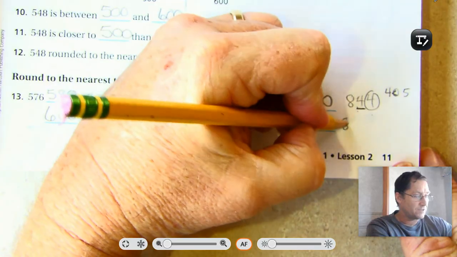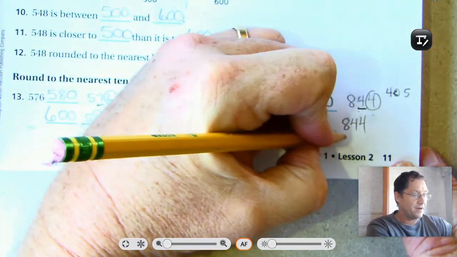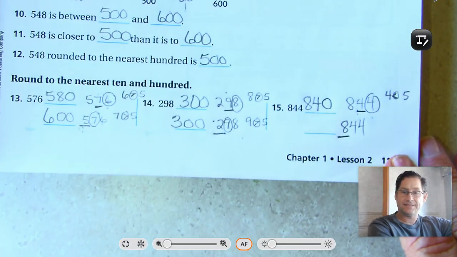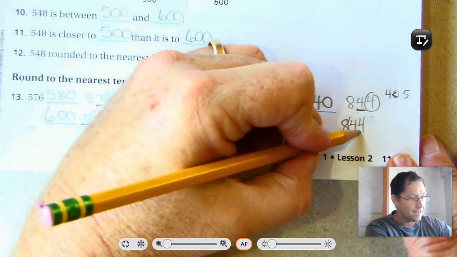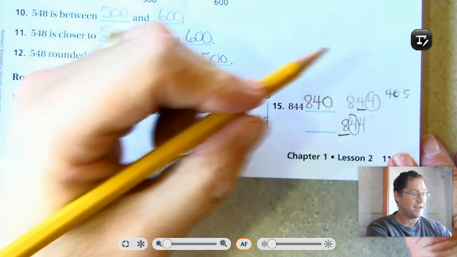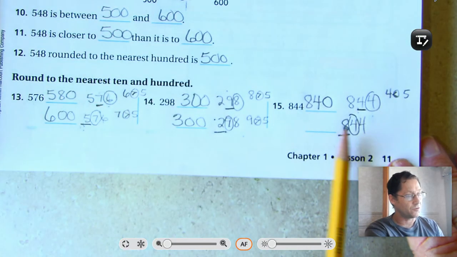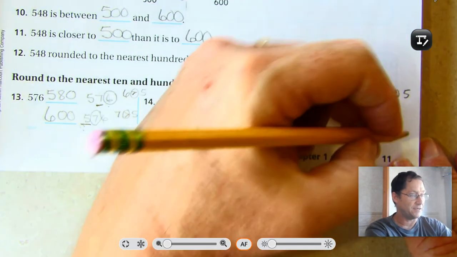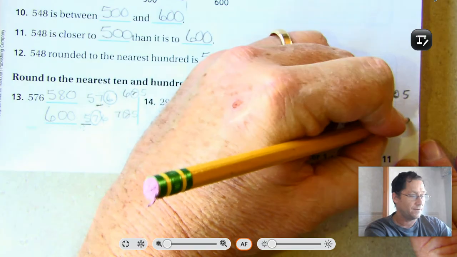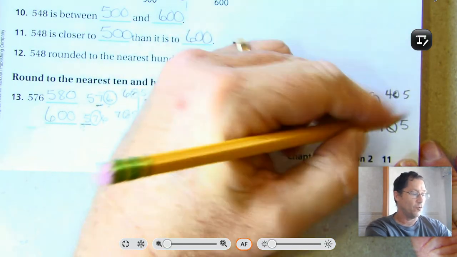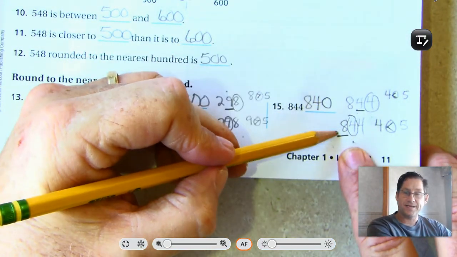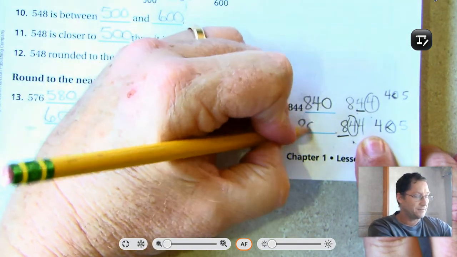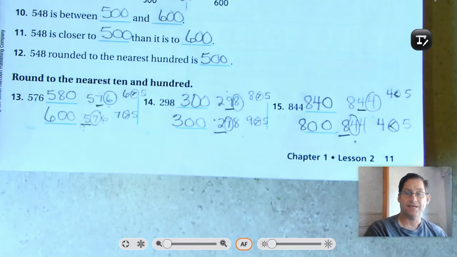Okay, now they want us to round it to the nearest 100. So 844, I'm going to underline the 8 because 8 is in the hundreds place. I'm going to circle the digit to the right, which is the tens place. And the 4 is in the tens place. So again, I'm going to compare 4 to 5. 4 is less than 5, so that tells me to keep the rounding place the same. Change the tens and the ones this time to 0, because we're rounding to the nearest 100.